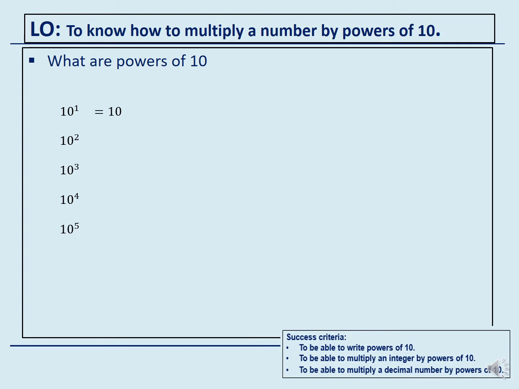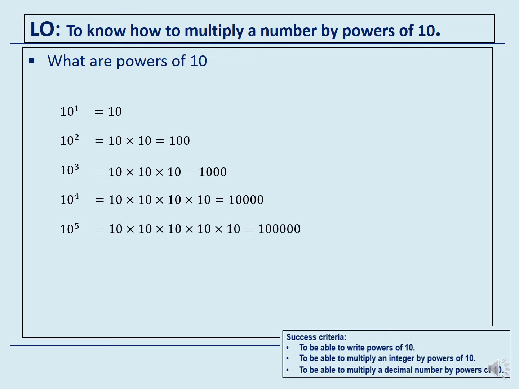What is 10 to the power of 2? That power of 2 means I times 10 by itself twice. 10 times 10, which is 100. What is 10 to the power of 3? Yes, 10 times by itself 3 times, which is 1000. 10 to the power of 4 means times 10 by itself 4 times, which is 10,000. 10 to the power of 5, times 10 by itself 5 times, which is 100,000.